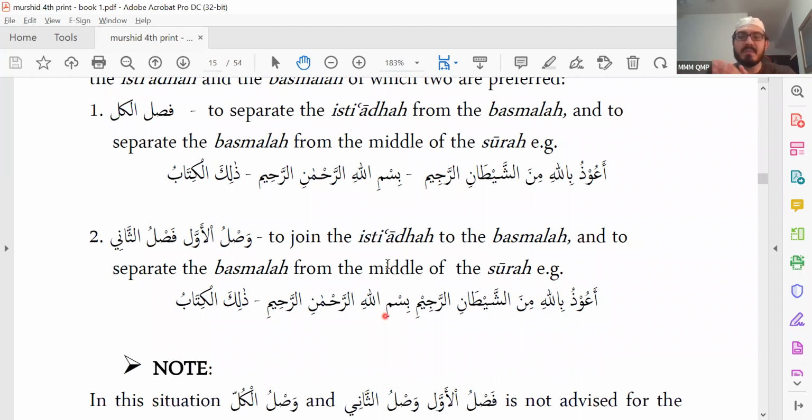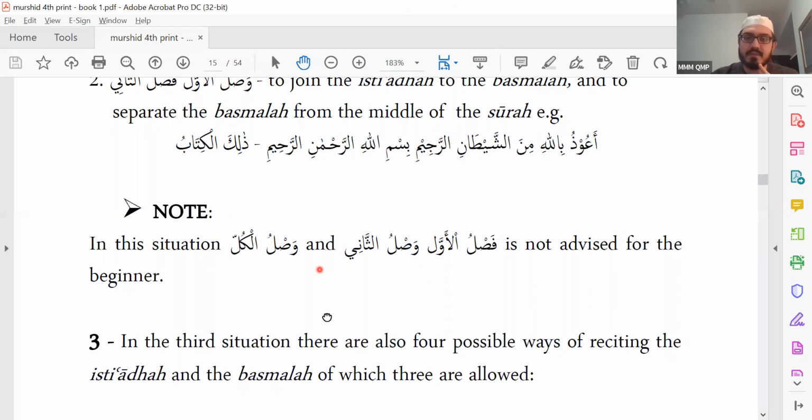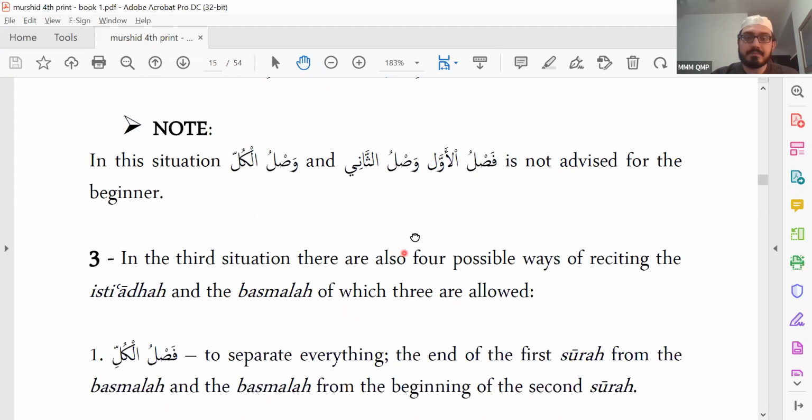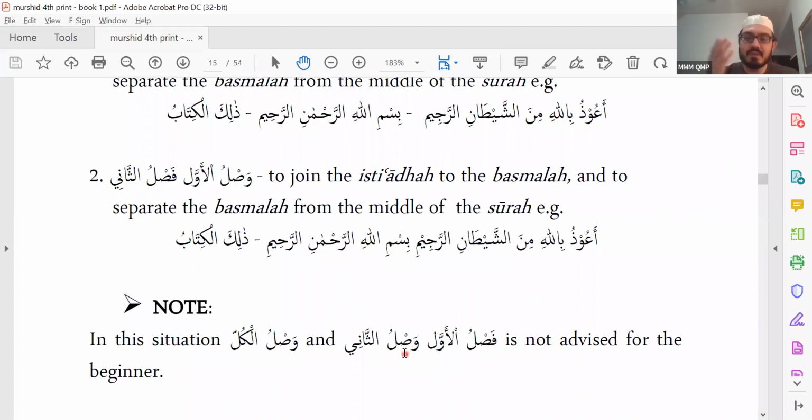So you join isti'adha and basmala and separate the basmala from the middle of the surah. أعوذ بالله من الشيطان الرجيم. بسم الله الرحمن الرحيم. مالك يوم الدين. Okay? So in this situation, وصل الكل and فصل الثاني is not advised for the beginner. وصل الكل is joining everything. Okay? And فصل الأول is stopping after the isti'adha and joining the basmala to the beginning of the middle of the surah. Why is this not advised for the beginner?